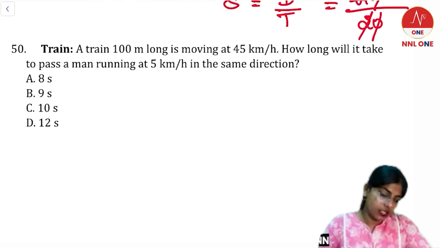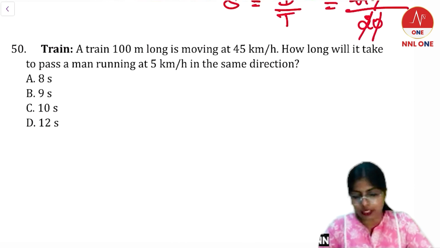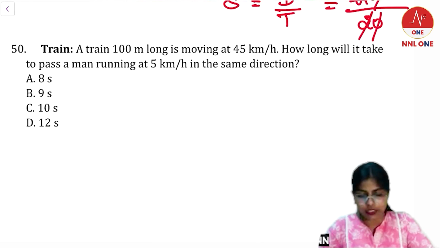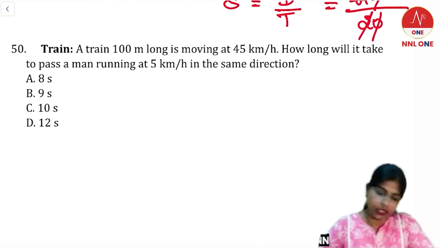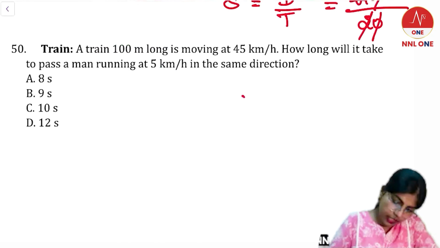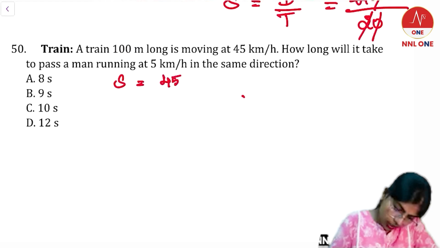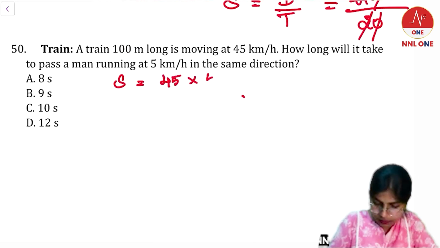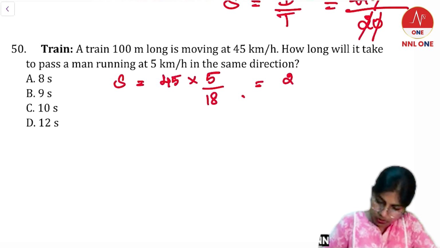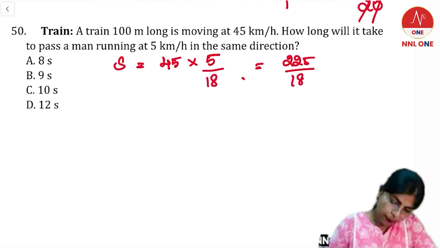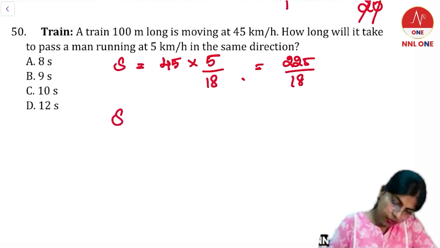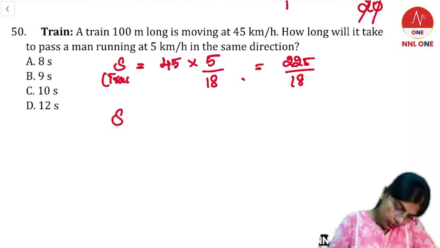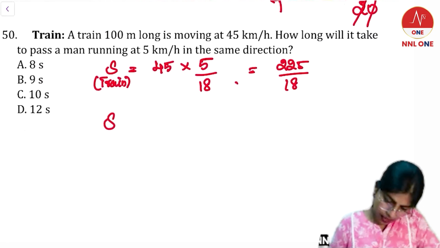Okay, the last question. A train 100 meter long is moving at 45 km per hour. How long will it take to pass a man running at 5 km per hour in the same direction? We are asked to find the time. The speeds are given in kilometer per hour, but the distance is in meters, so we have to convert. The speed of the train is 45 km per hour. Converting it to meter per second, 5 by 18, so 225 by 18. This is the speed of the train, and this is the speed of the man.